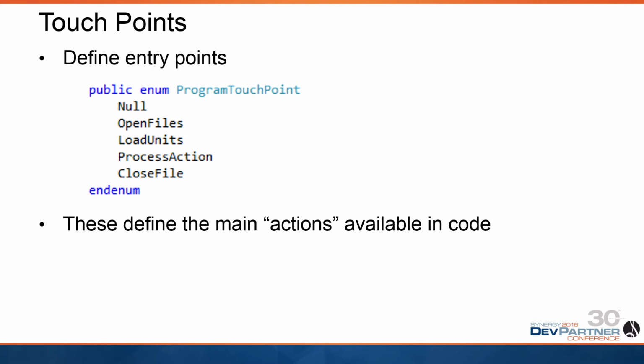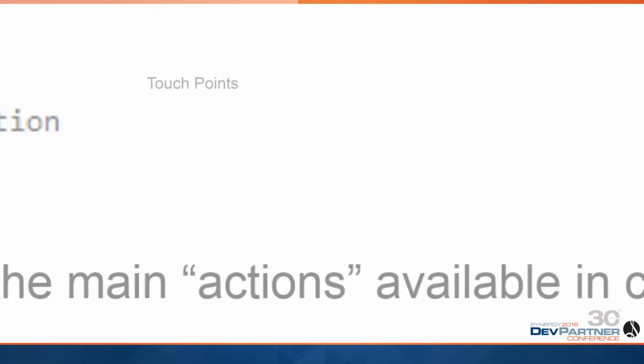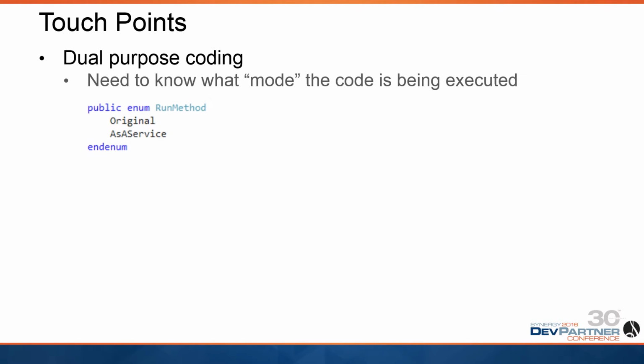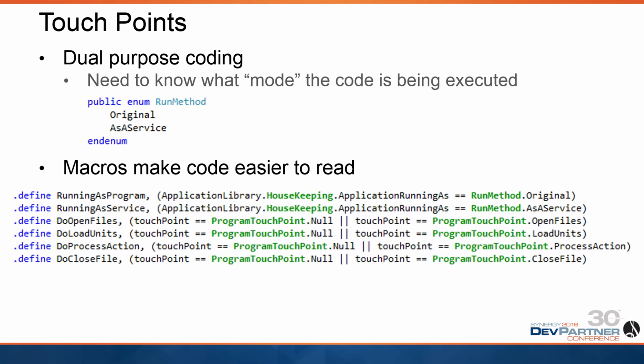So you code what those actions are available inside the code. So you also need to know how the code is being run. Is it being run as your interactive application, or is it being run as what I'm calling here as a service? Again, this is not hardwired, this is flexible, you code this. And then we use these parametric macros that allow us to have simple coding in our application. So if you see an if do open files, that means I just want you to open the files, please. Okay? But you don't see touchpoint equals program touchpoint dot null dot open files, blah, blah, blah.